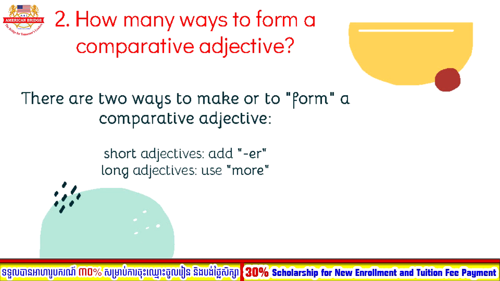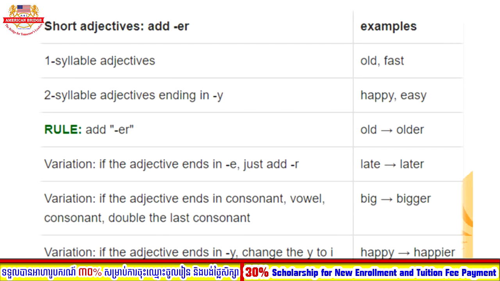So more expensive than. When we use a comparative adjective, we have to add than to compare as well. Good, students. So let's move to the next slide. Then you will see the examples about the short adjective as well. Okay, this is the next slide. Short adjective add er. So we have to add er to the adjective that has one syllable.